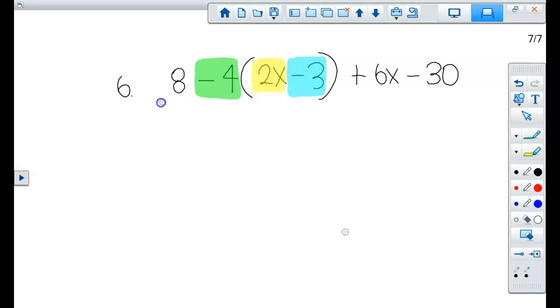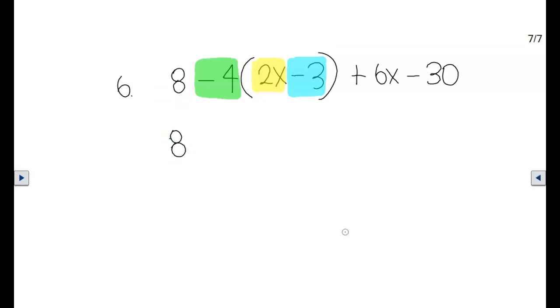Now notice that leaves this 8 up here just kind of hanging out. He's not involved in distributing, so he's just going to move down and wait on you to get done with distributing. So move that 8 down.